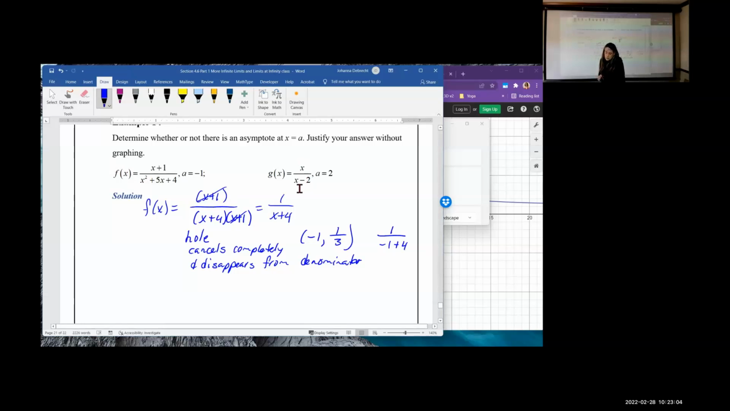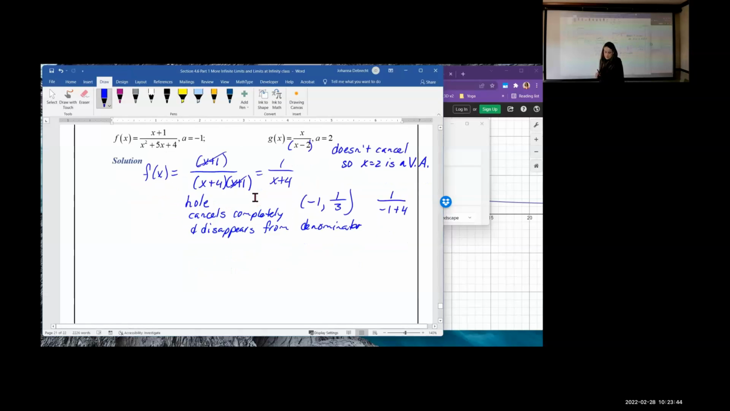What about this second one? Do we have a vertical asymptote or a hole at x equal 2? It does not cancel. So x equal 2 is a vertical asymptote. All right. If it does not cancel, it's a vertical asymptote. And remember, you are not allowed to cancel part of a term. If it's added or subtracted to something, then you have to put it in parentheses and the whole thing goes or none of it goes. Okay.